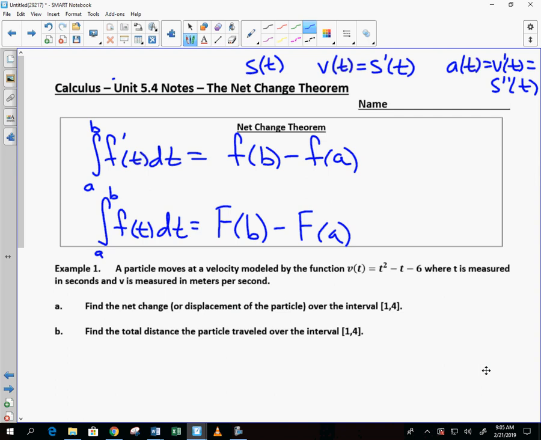So here's the difference, and here's what you want to focus on. The antiderivative of f is big F, right? The antiderivative of f prime is just little f. So what it means is that when we want to figure out the net change, we take the antiderivative of the derivative.